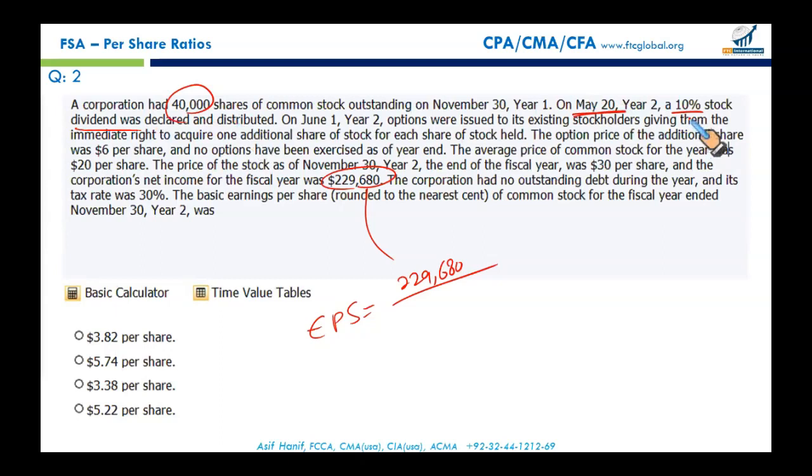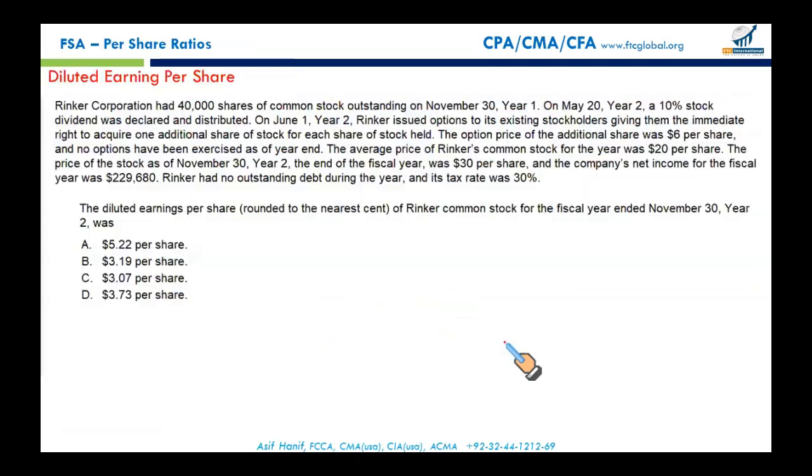So when the stock dividend was given 10%, the number of shares increased by 10% to a total of 44,000. Just use this total number as a denominator. Despite the stock dividend being given on 20th of May, we will give it the full weight for the whole year. So the basic earning per share is 229,680 divided by 44,000, which is 5.22.